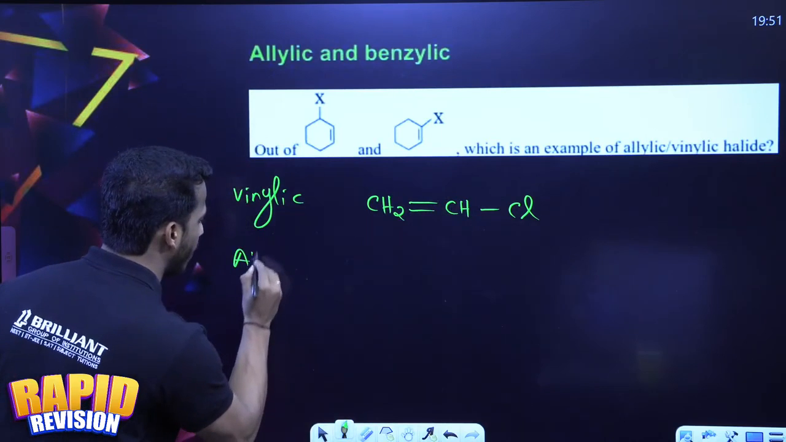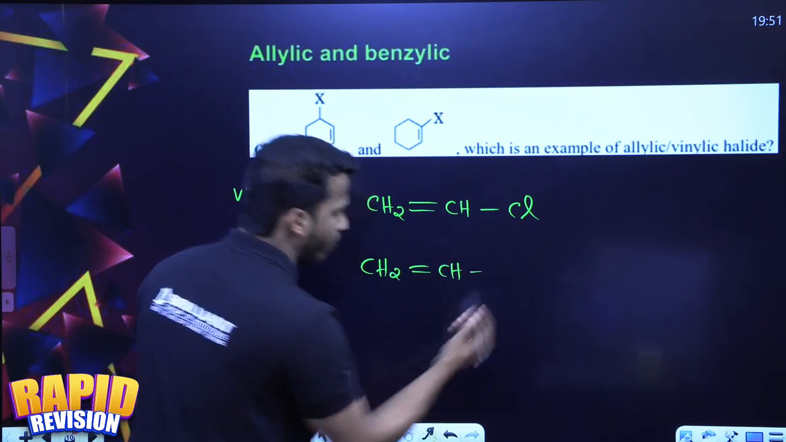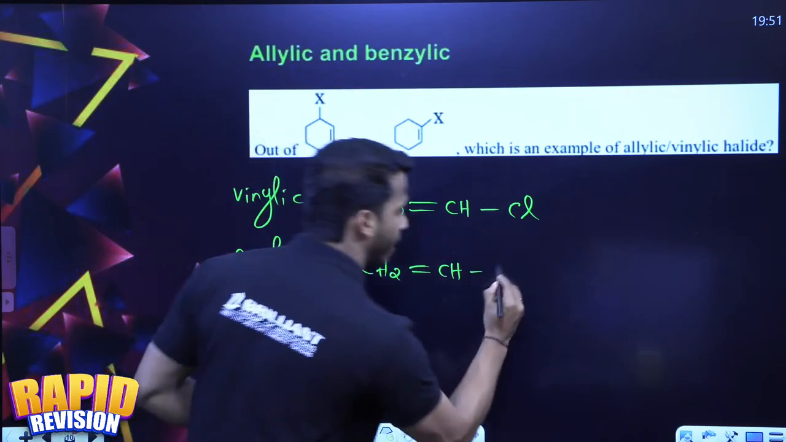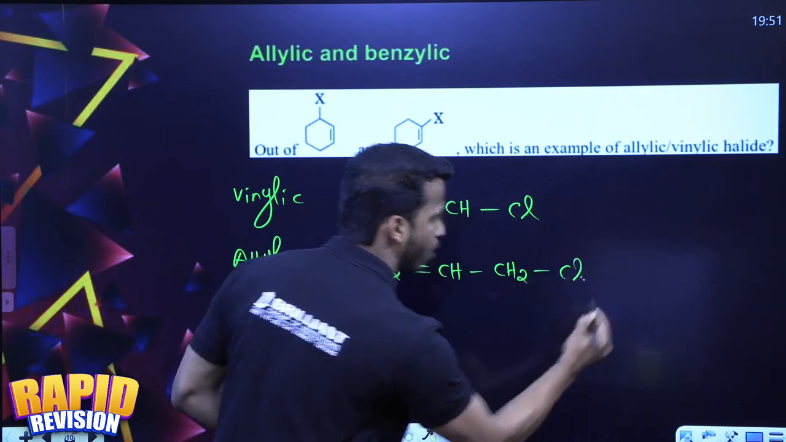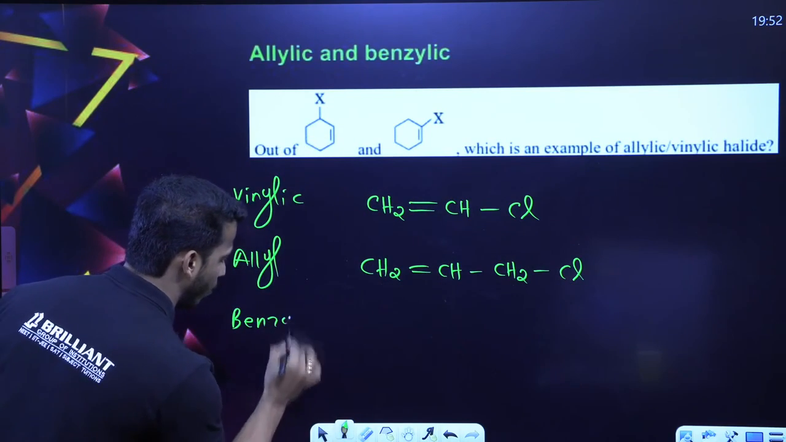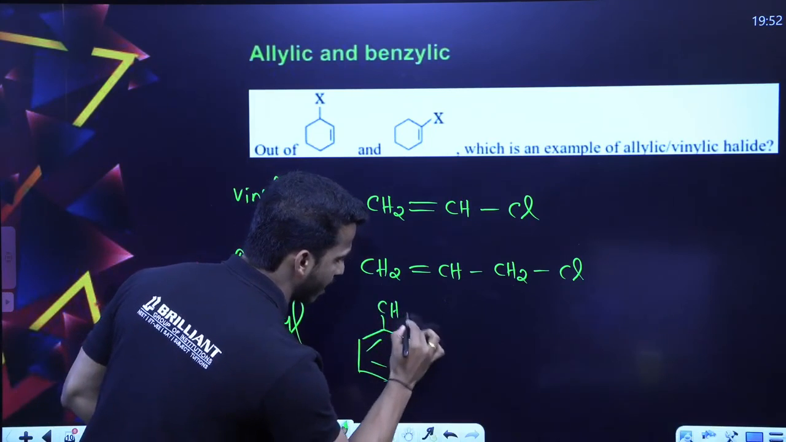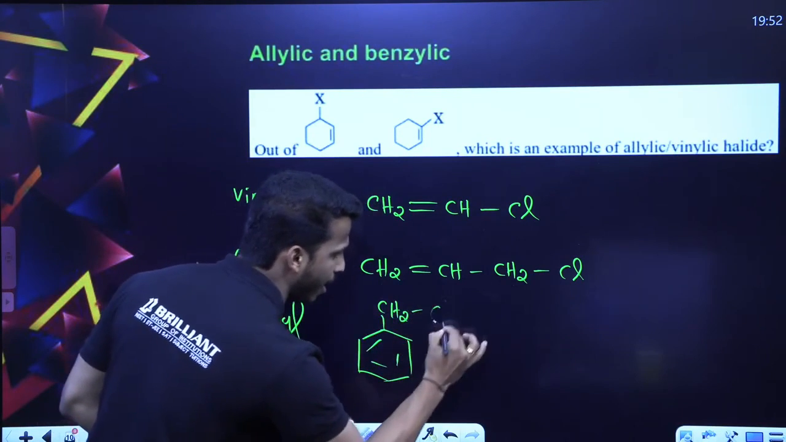What is an allylic group, dear all? One vinyl group with one more carbon is called allyl chloride. And what do you mean by benzyl? Benzyl means benzene with, say, a carbon. This is called benzyl chloride.